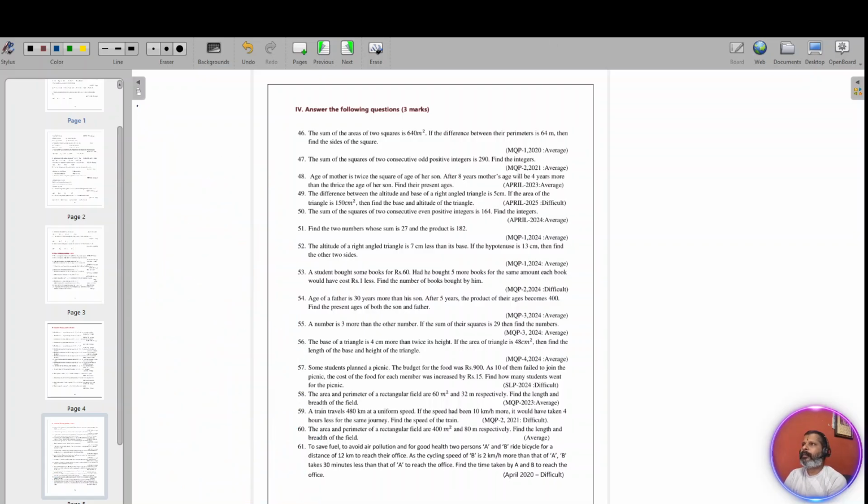48 is done. 49. Okay, the difference between the altitude and base of the right angle triangle is 5 centimeter. See, I have this right angle triangle. Difference between the altitude and base of the right angle triangle. If I assume base as x, altitude as y. Okay, let's see what happens.